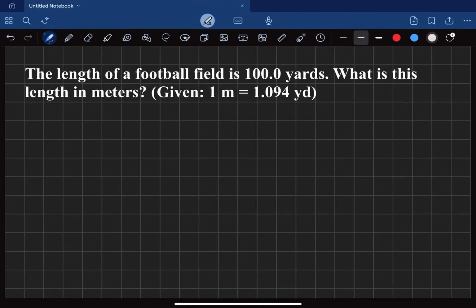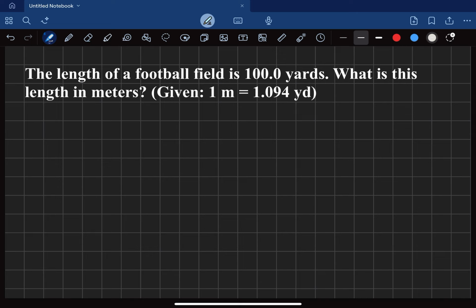So in this video, we're going to be going over some dimensional analysis practice problems. So let's get into it. This first one asks us, if the length of a football field is 100 yards, what is its length in meters? And on all of these, feel free to pause the video and see if you can work these out before I go over them.